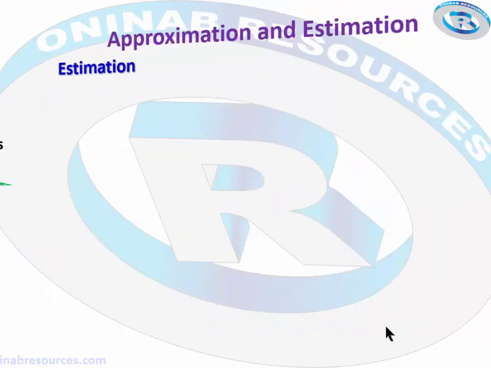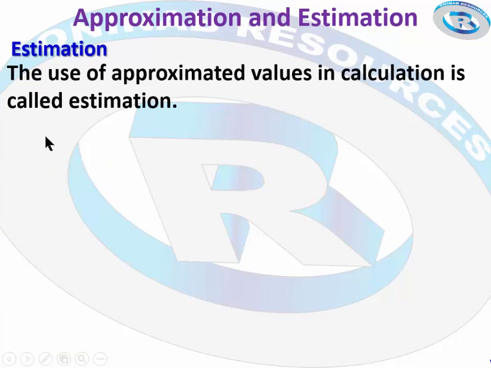So we go for estimation. The use of approximated values in calculation is called estimation. This approximation, we already know it is rounding off numbers to either decimal places, significant figures, or the nearest whole number, nearest 10 or nearest 1000. That's what we'll be doing in the next slide.